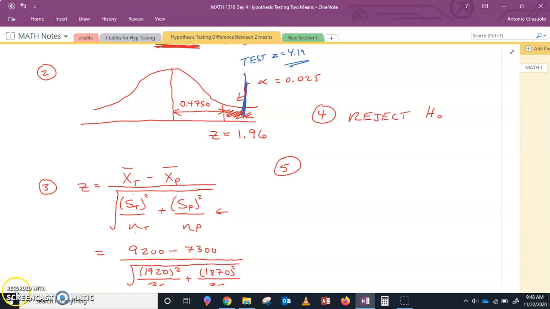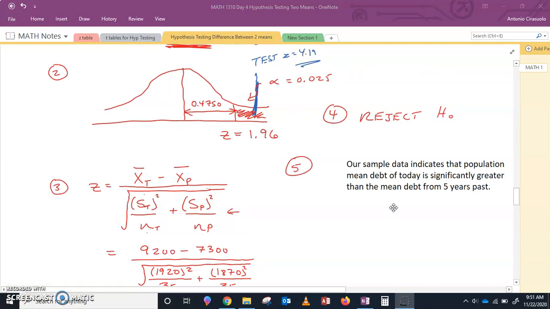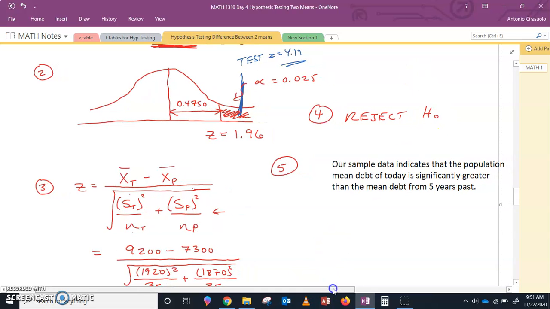conclusion. So as stated, our sample data indicates that the population mean debt of today is significantly greater than the mean debt from 5 years past. And there we go.